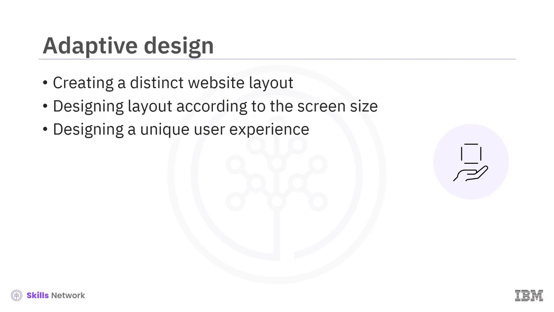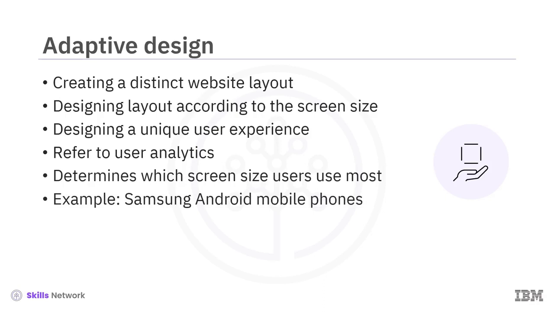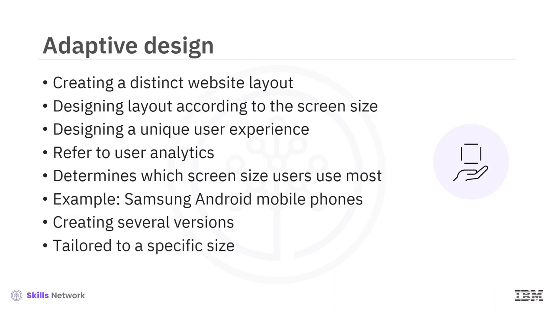The process can be made easier by referring to user analytics for an existing website version. It determines which screen size users use most to access the website. For example, if most users access the site using Samsung Android mobile phones, you would create the user experience particularly for that screen size, rather than all 6 available screen sizes. When a design is made adaptive, developers create several versions for each specific size. It does not define the layout precisely. Rather, it does so within a certain range of screen sizes.